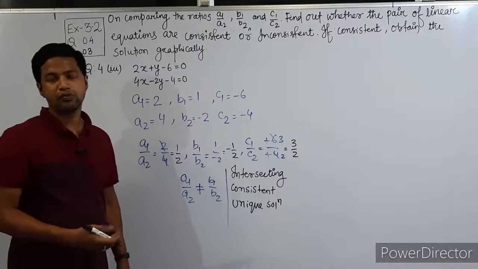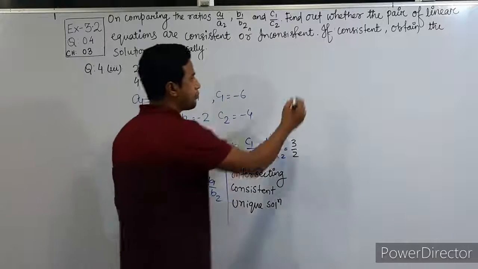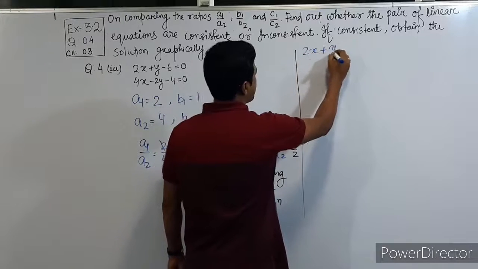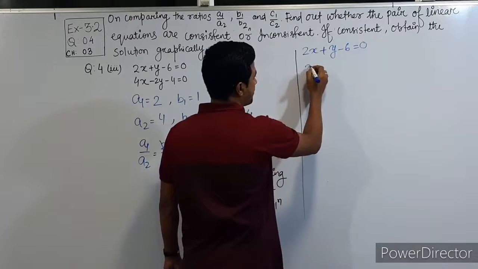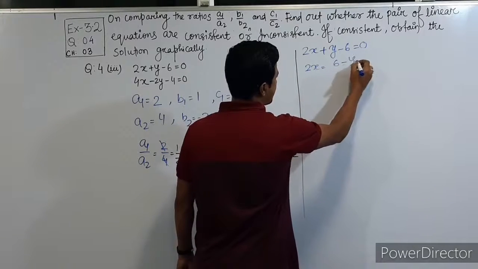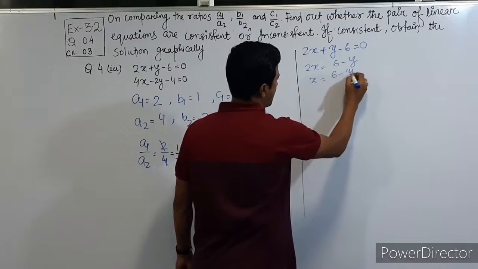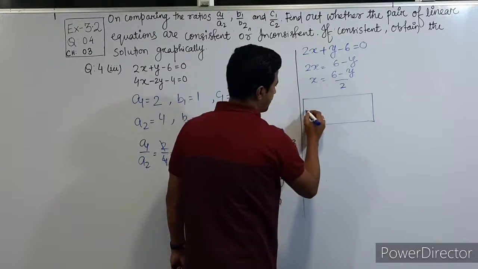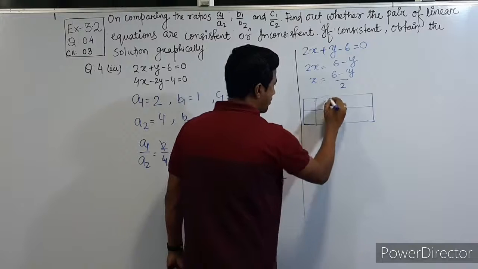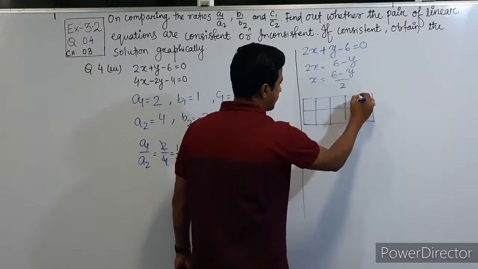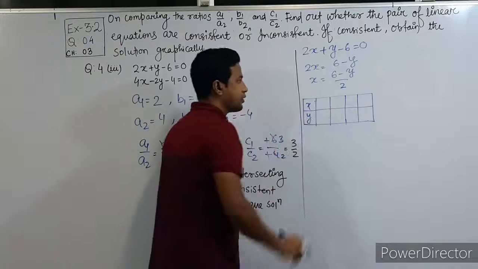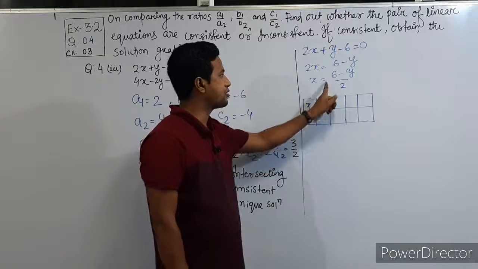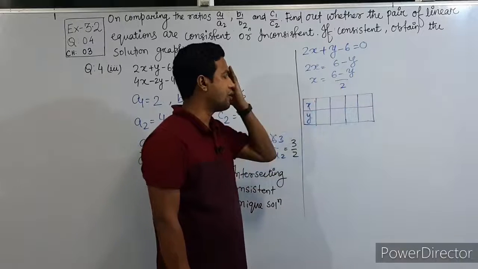First of all, we are going to identify the points. How are you going to identify the points? The first equation is 2x plus y minus 6 is equal to 0. So 2x is equal to 6 minus y, and x is equal to 6 minus y upon 2. Again, we will prepare a table like this. Do you remember this one, from the start of this video, how to find x and y? Now you are going to identify the coordinates. We put the value of y so that we will get the value of x.